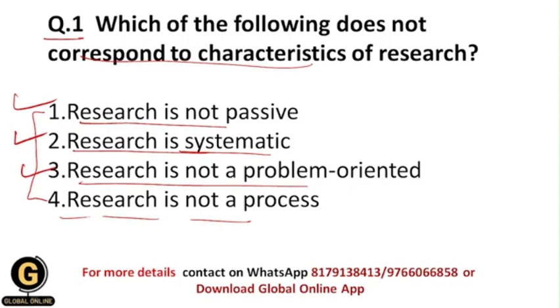Research is not a process. As I have told you earlier, research is always a process, because it's a long lasting procedure in which lots of steps are there, and we are going to see these steps in the next upcoming videos. So basically students, research is always a systematic process, and that's why the correct answer to this question is 4, because research is not a process is not a characteristic of research. Okay, that's why this is the correct answer for this question.